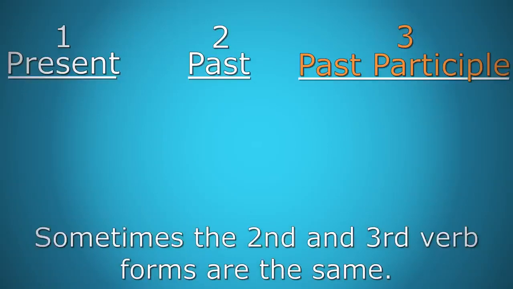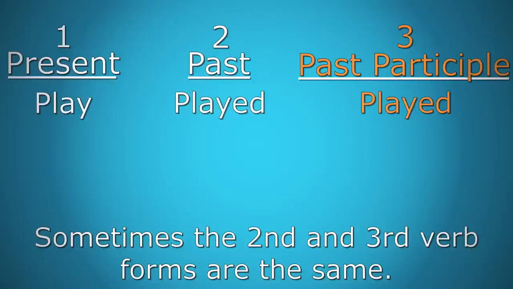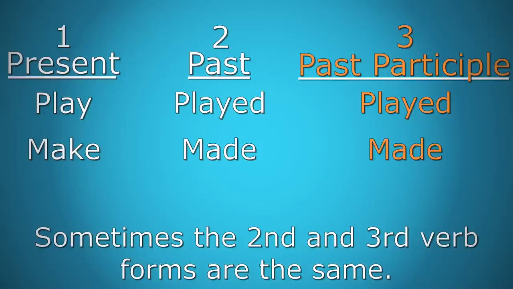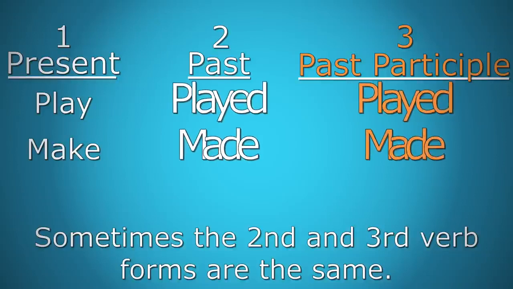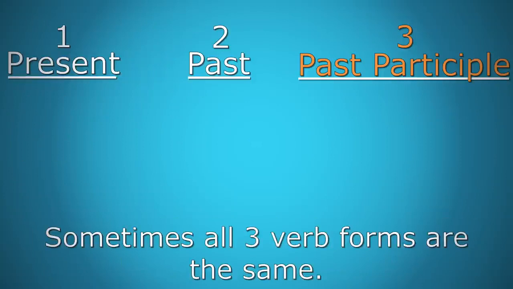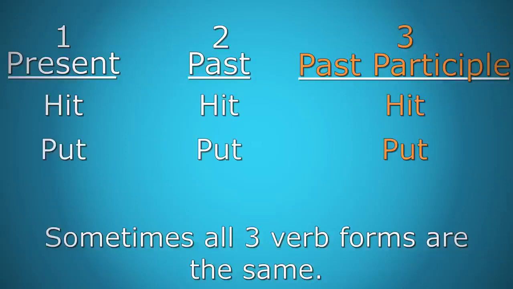Now, sometimes the second and the third form of the verbs are the same, the past and the past participle. For example, in the verb play, play, played, played. Or in the verb make, make, made, made. You see there that the second and the third verb form are the same. Now, sometimes all three forms are the same. For example, with the verb hit, hit, hit, hit. Or the verb put, put, put, put.